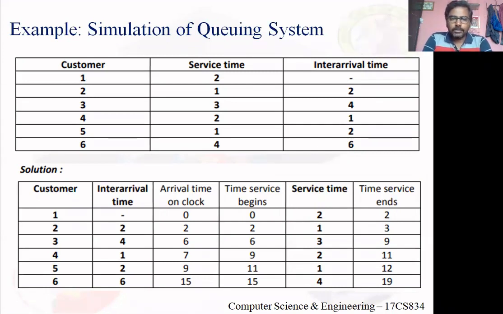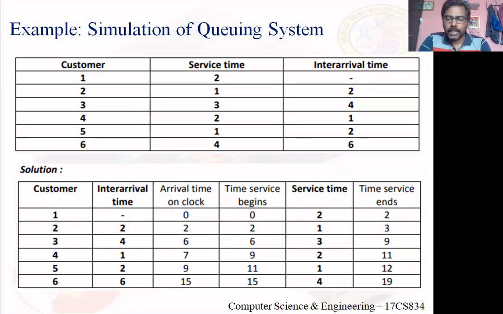Then I need to track when service will begin, because as soon as the customer arrives, service may begin or may not begin. So let me have one more column, time service begins. If I know when the service will begin, and I know the service time, I can even predict when service is going to end. Clear? See here, I've given one more input, service time. That's the fifth column, service time. That's a given input. The fourth column is time service begins.